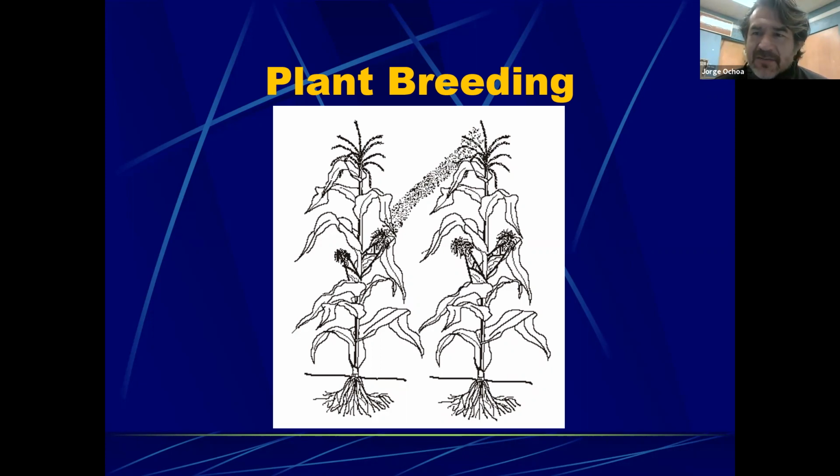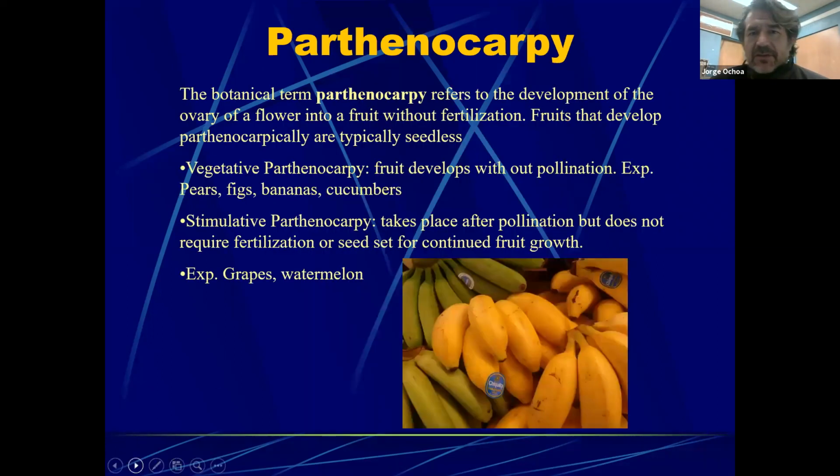And so we have the transfer of the pollen, which is going to continue what we already started as far as the sexual reproduction and the usage of the flower. And so when we have the reproduction of plants, there's going to be certain things that are important for you to know. For example, parthenocarpic.